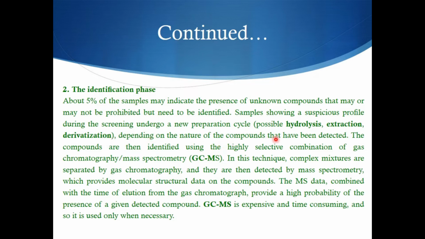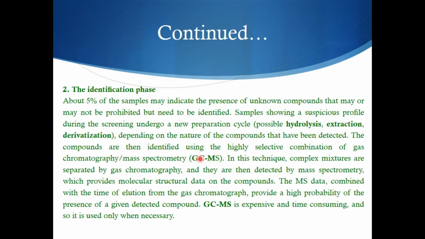So depending on the nature of the compound that has been detected, the analyst will decide whether to perform hydrolysis on that suspicious compound in order to convert it into a compound which can be detected or quantified easily by analytical technique. The analyst can use hydrolysis or extraction and derivatization. This will depend upon the nature of the compound which is suspicious in the sample.